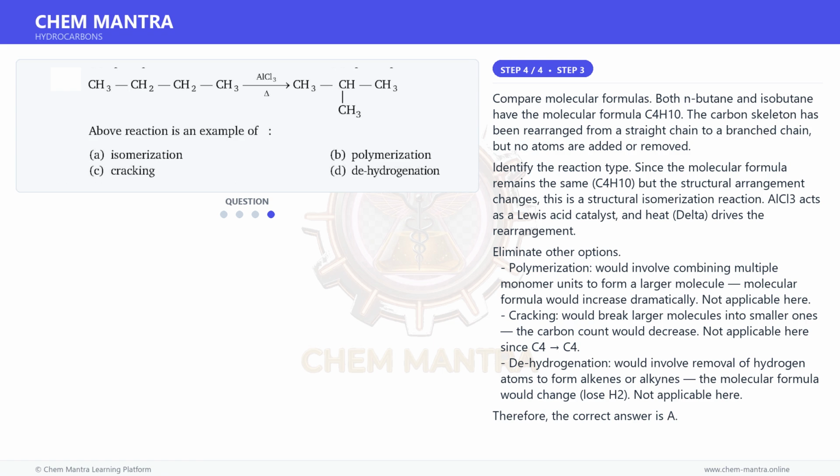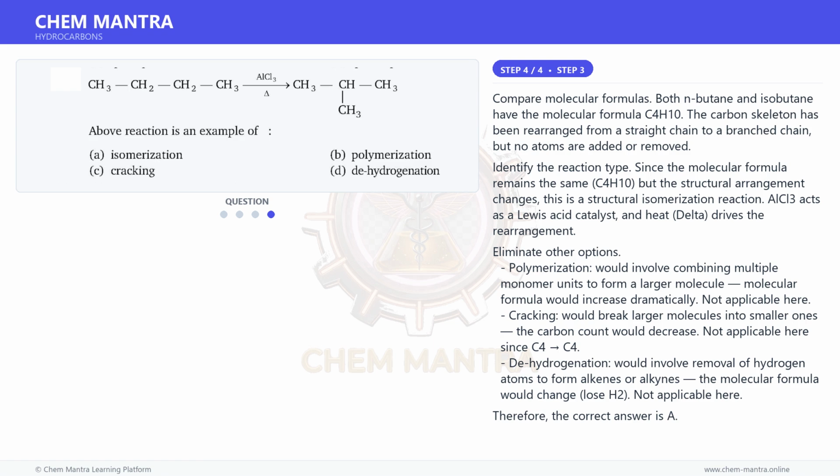Since the molecular formula remains the same, C4H10, but the structural arrangement changes, this is a structural isomerization reaction. AlCl3 acts as a Lewis acid catalyst, and heat, delta, drives the rearrangement.